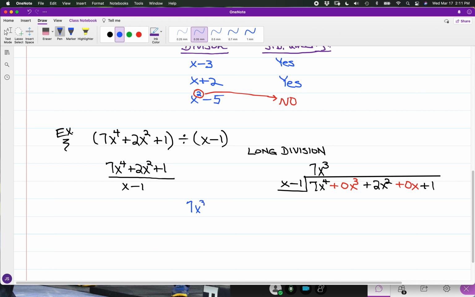Just to give you a visual, in terms of what I'm going to do with 7x cubed, I'm going to multiply the divisor. So I have 7x cubed times the quantity x minus 1, which gives 7x to the fourth minus 7x cubed. I line these up underneath the like terms that correspond from the dividend setup: 7x to the fourth minus 7x cubed.